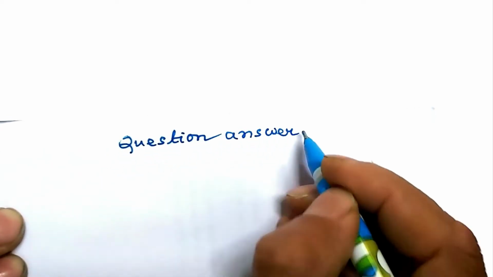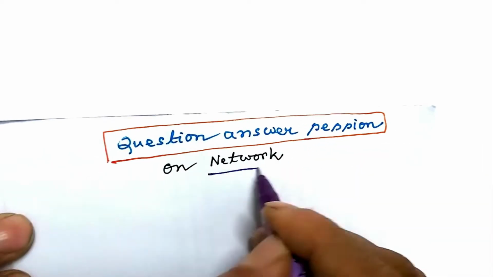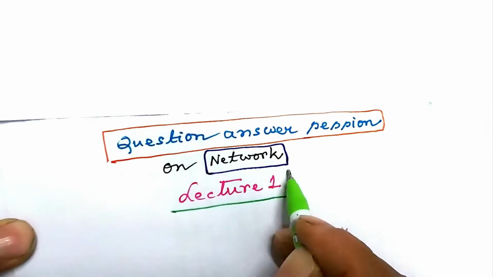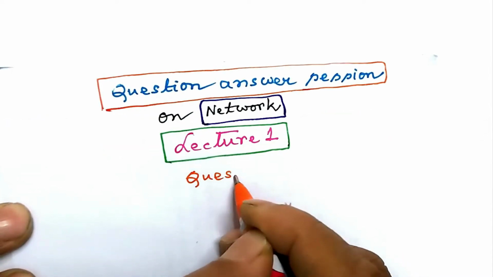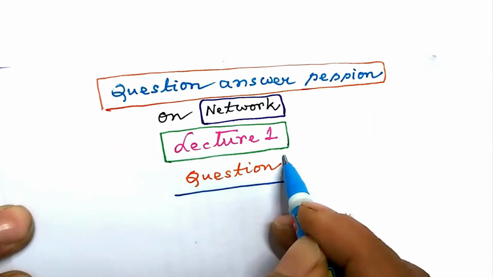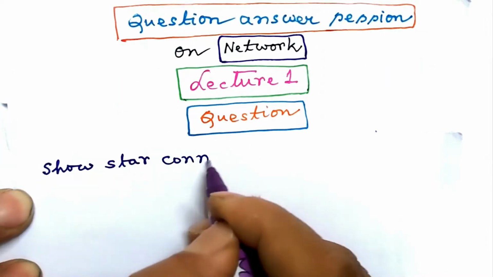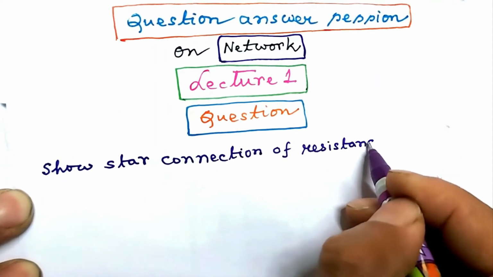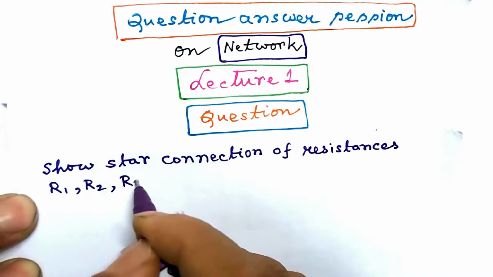We start a question answer session on network, and this is lecture number 1. The first question that we address is the following. Show star connection of resistances R1, R2, R3.